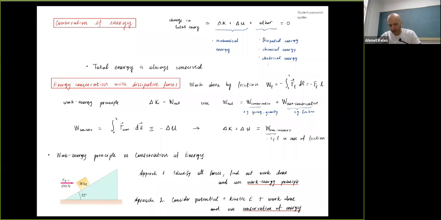Here I want to remind you of an example from last week. Last week we had an example like this: some force pushing a mass up on an inclined plane. At that time, we identified all forces and we calculated the net work done on the block, and we used the so-called work energy principle. Some of you pointed out, how about potential energy? At the time, we didn't know about potential energy. Now we know potential energy, and this gives us an alternative way to solve this problem.